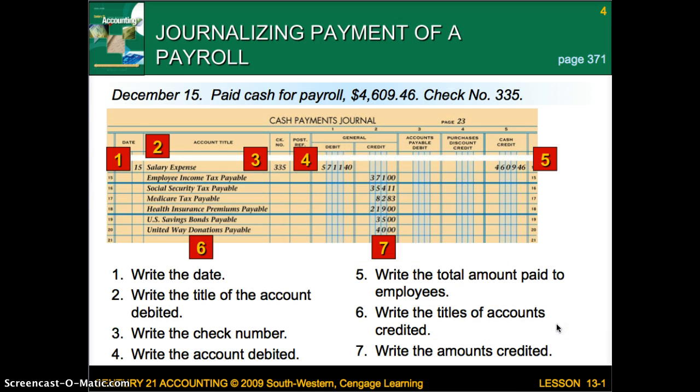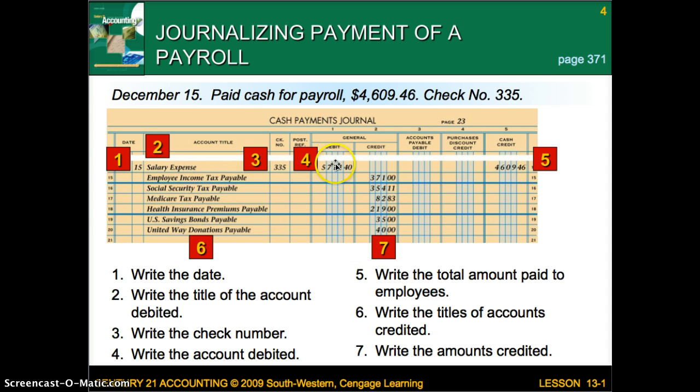The next thing we need to look at is how we are going to journalize the payment of a payroll. So again, if you would think about that T account or that accounting equation that we had where our debits equal our credits, we need to do the same thing here. We will have our cash go in our cash credit, and then everything else that we pay will be in the general credit underneath that account title.